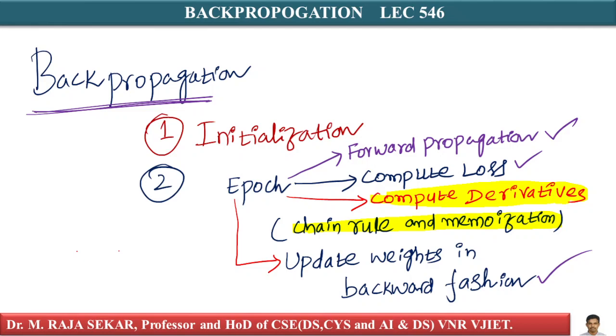If somebody asks me what is backpropagation, I would say that backpropagation is basically a multi-epoch approach in training, where we use chain rule and memoization to update weights. That's all backpropagation is. This is a very important idea in the whole of neural networks. Backpropagation is the most important algorithm for training neural networks.